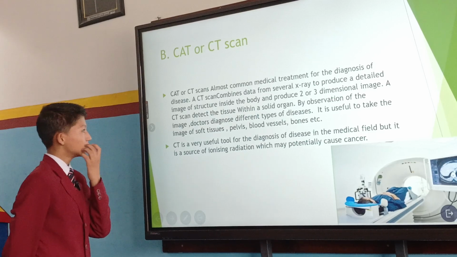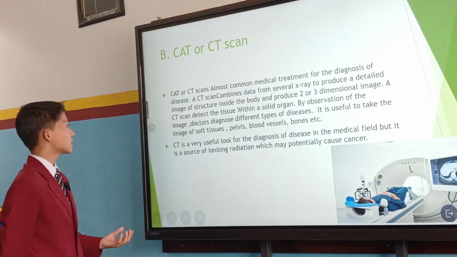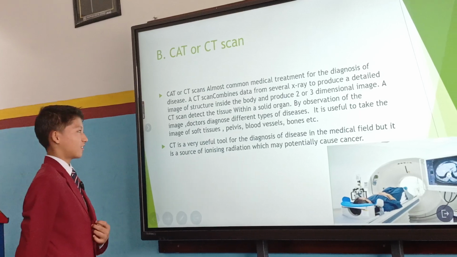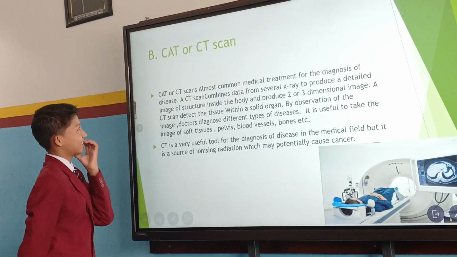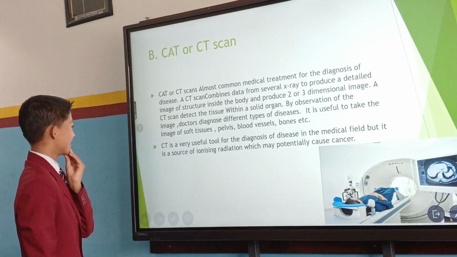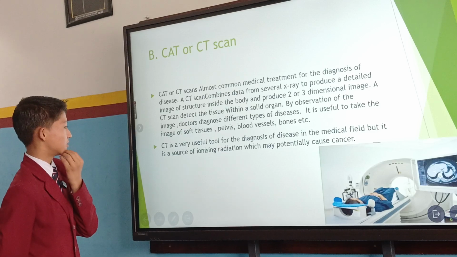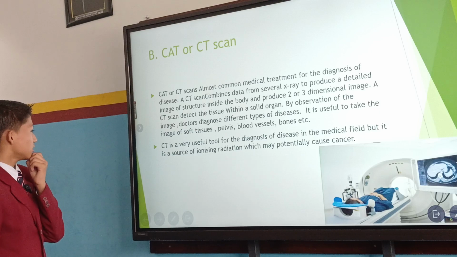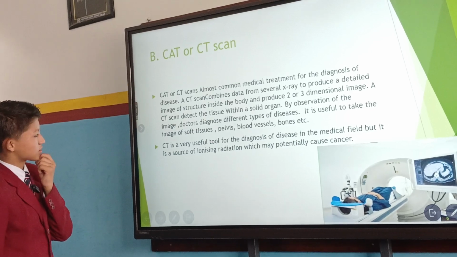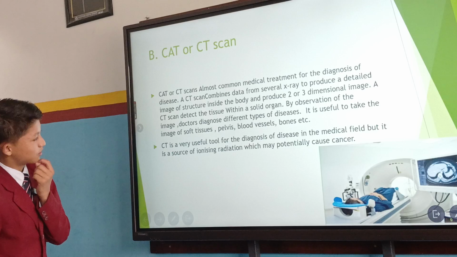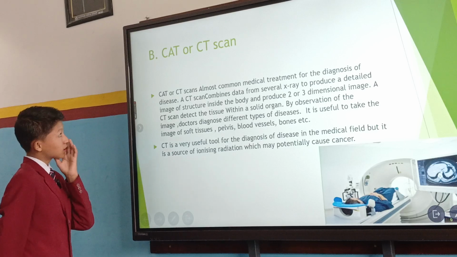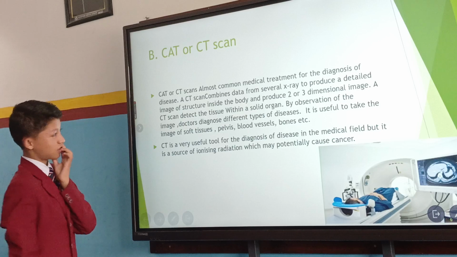Basically, it is used to see many kind of diseases such as blood content on the brain, etc. CT scan is very useful tool for the diagnosis of the disease in the medical field, but it is a source of ionized radiation which may potentially cause cancer. By using it too much, it can also cause cancer.